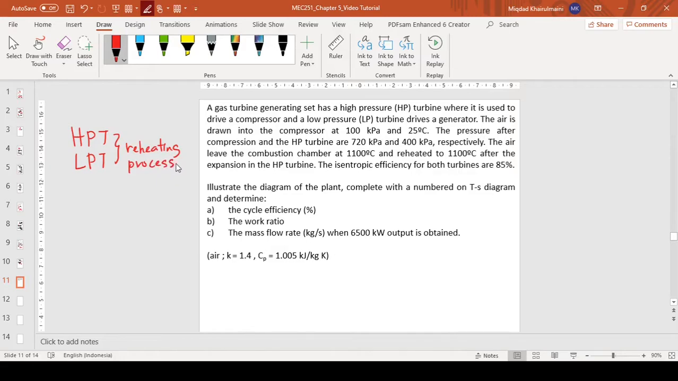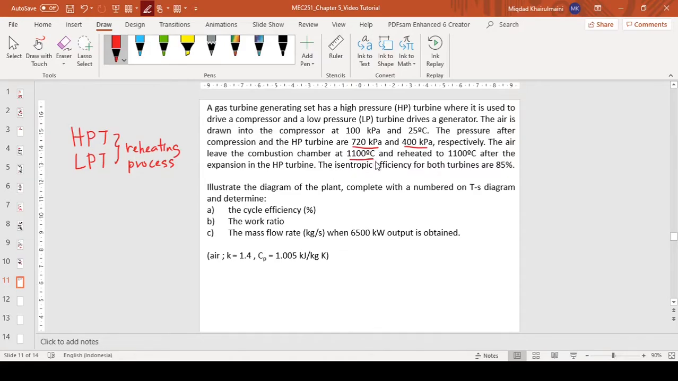Alright, so next, the air is drawn into the compressor at 100 kilopascal. This is the pressure at the compressor inlet, and the temperature is 25 degrees Celsius. The pressure after the compression in the compressor is 720 kilopascal, and 400 kilopascal is the pressure after the expansion in the high pressure turbine. Respectively, the air leaves the combustion chamber at 1100 degrees Celsius.